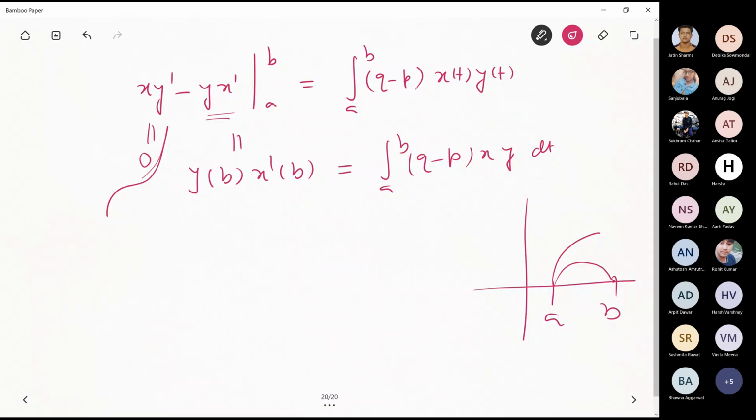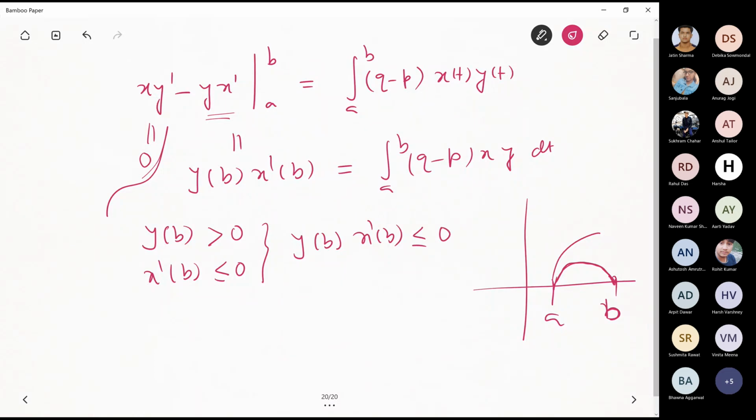So if you see what is x prime at b, x prime at b is a decreasing function because it is coming from positive to 0. So x prime is going to be negative at the point b. Okay, and y at b is positive. So you have y at b is positive, and x prime at b is less than or equals to 0. Therefore, this product y(b) into x prime(b) is going to be less than or equals to 0.